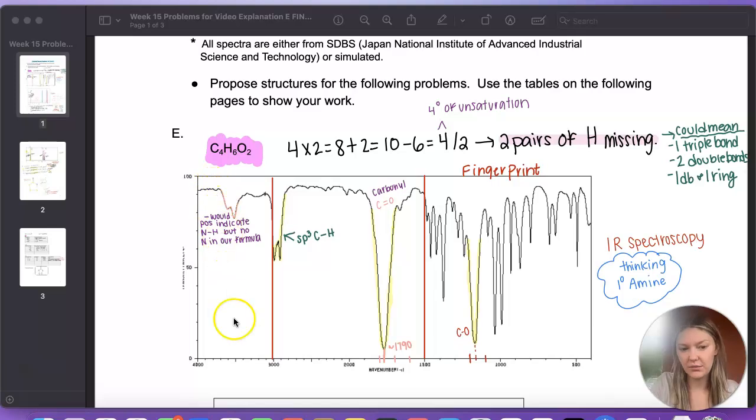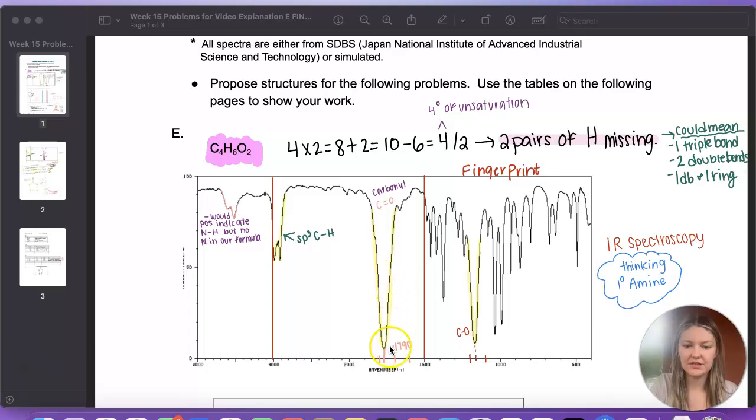This is also where I would find my oxygen and hydrogen bonds. So this would be a really wide and broad peak if there was an oxygen and hydrogen bond. So I just kind of ignored that for now. Then I looked right here at 3,000, and we have this little dip right after or right below 3,000 at like 2,900. This tells me that I have an sp3 carbon hydrogen bond.